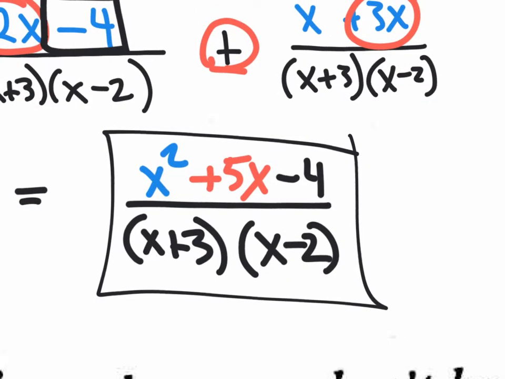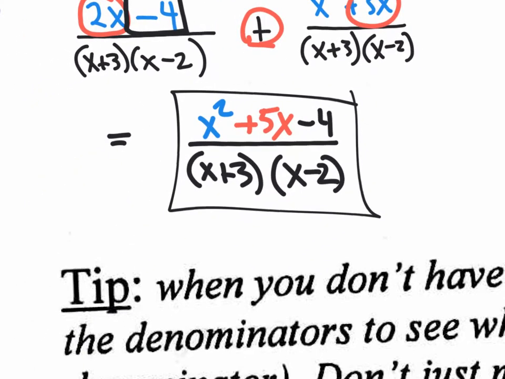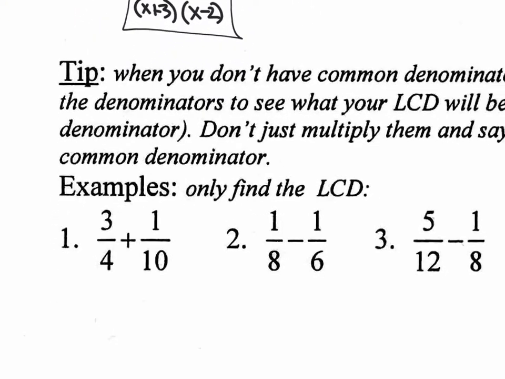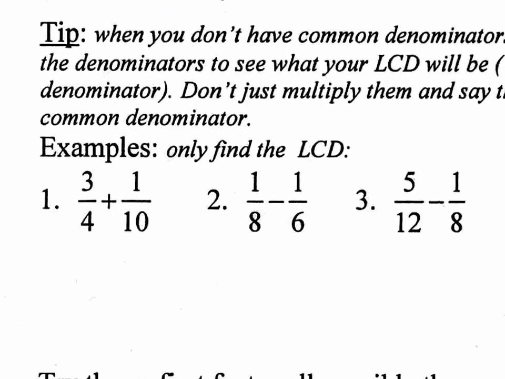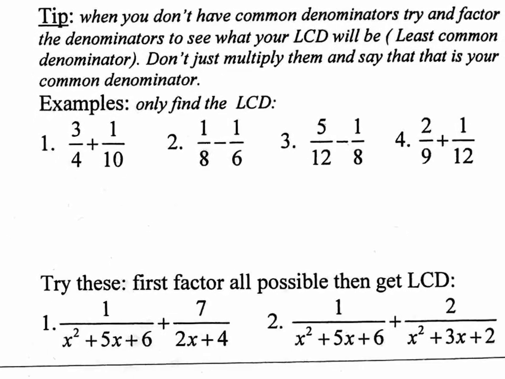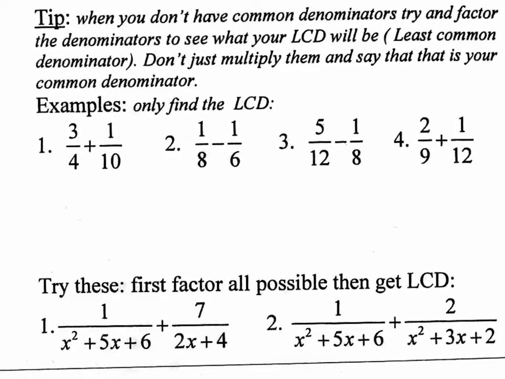So, I think we understand that we could get a common denominator by multiplying both denominators together. However, we don't want to jump straight to that. Let's consider that our last resort. Okay? Here's a tip. It says, when you don't have a common denominator, try and factor the denominators to see what your LCD will be, your least common denominator. Don't just multiply them and say that that's your common denominator.